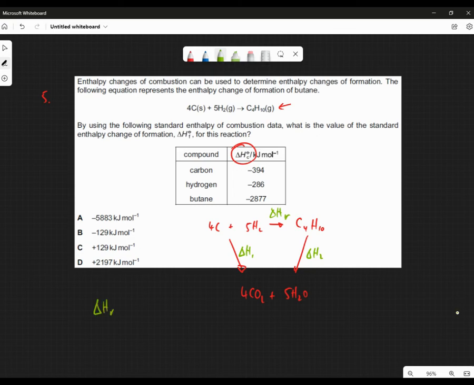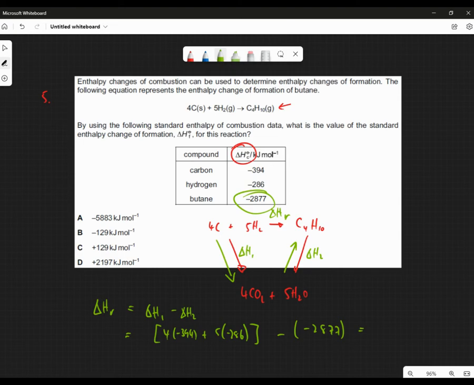Delta HR is equal to going from here to here, and then from here to here. So it's delta H1 minus delta H2. What is delta H1? Well, it's 4 times the combustion of carbon, which is -394, in brackets, plus 5 combustions of hydrogen, so 5 times -286. Delta H1 minus delta H2, where delta H2 is the combustion of butane, which is -2877.